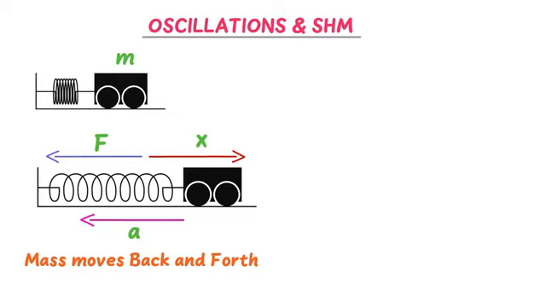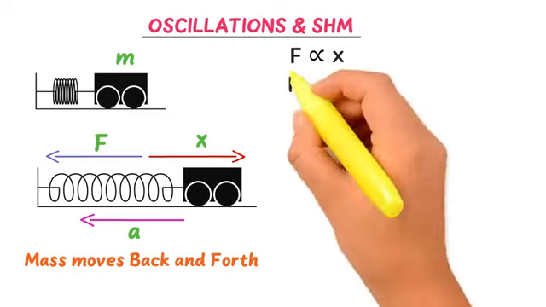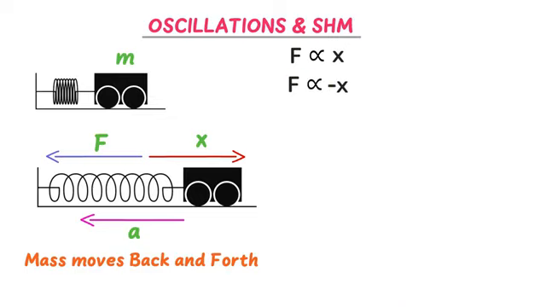Now listen carefully. If the size of displacement x of the mass is small, the size of restoring force F will also be small on the mass m. If I increase the size of the displacement x, the size of the restoring force F will also increase. Thus, we write F is directly proportional to x. Secondly, the direction of displacement and the direction of the restoring force are opposite. So I write F is directly proportional to negative x.